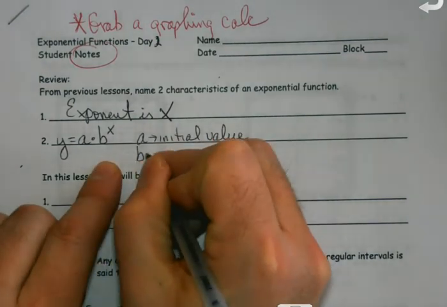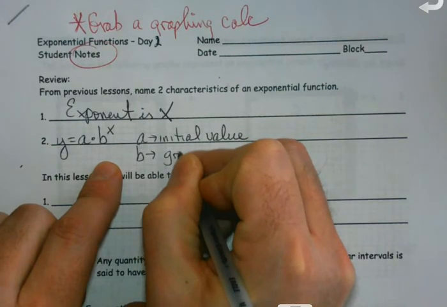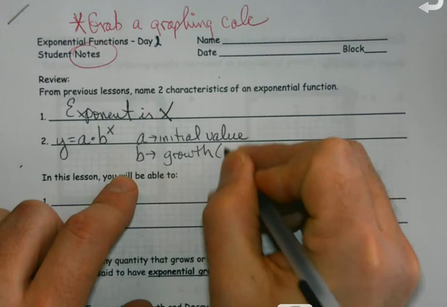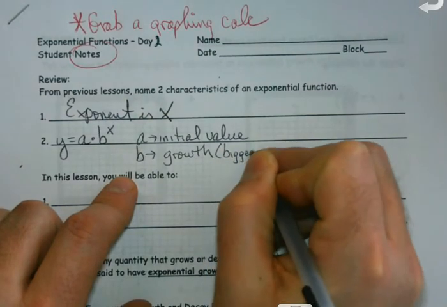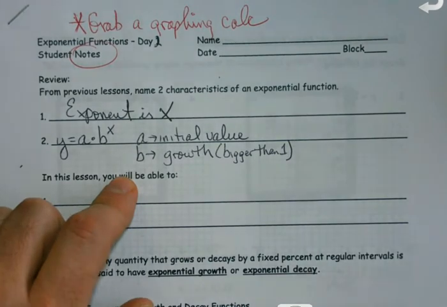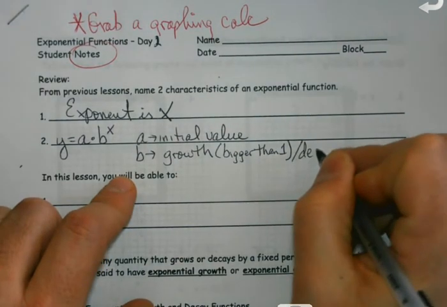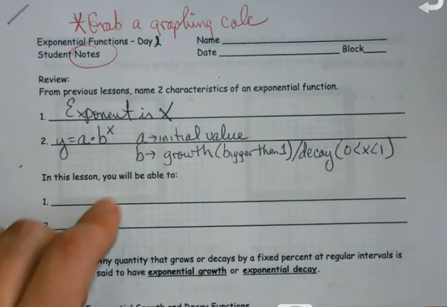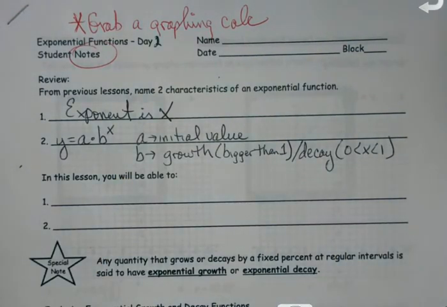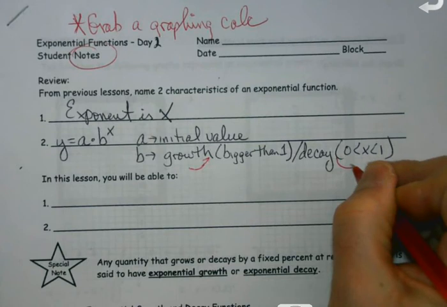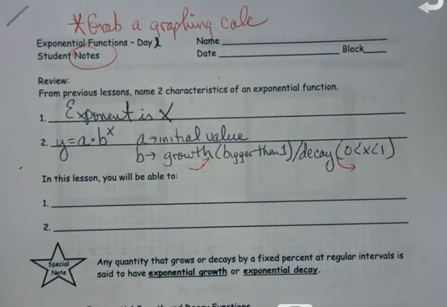But then b tells me if it's growth, if the value is bigger than 1, or if my graph is going to be decay, if it's between 0 and 1. And that lets me see if the graph's going to be going up or going more like this, with growth or more like this with decay.